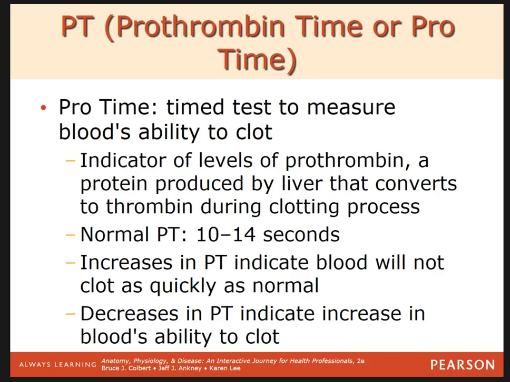Now, when it comes to clotting, we also want to know how the blood is clotting. So we have two different tests that can be used to determine the clotting, PT and PTT. So the first one is PT, and that is a prothrombin time or a pro time. So PT is a timed test to see how the blood clots. It's an indicator of the levels of the prothrombin, which is a protein that is produced in our liver that will convert to thrombin during the clotting process. A normal PT takes 10 to 14 seconds. Increase in the PT indicates the blood will not clot as quickly. So if it takes longer than 14 seconds, that's an increased PT or an increased prothrombin time. A decrease means that it's going to clot quicker, an increase in that ability to clot, which could potentially mean that a patient may have problems with blood clots.